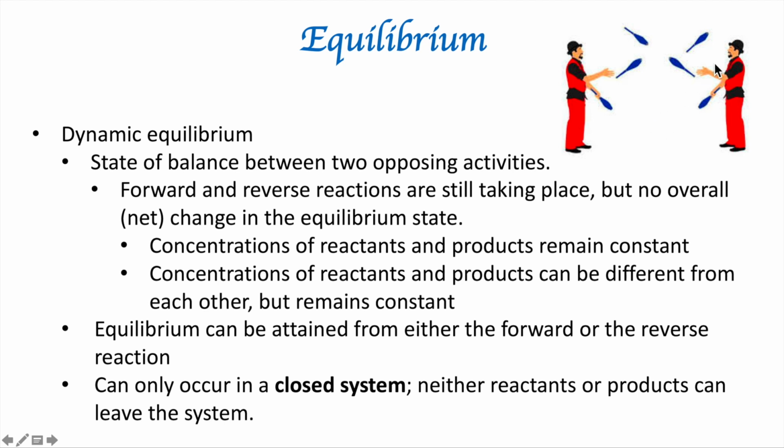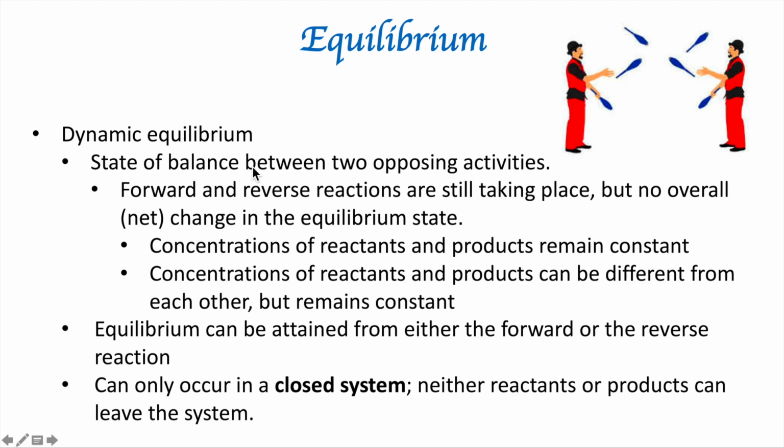If you've ever seen some of those juggling acts where you have two jugglers passing the pins back and forth, they always have the same number, but as soon as one leaves, the other one catches it. At any one point in time, they're always holding the same number of pins. Even though they're transferring pins from one juggler to the other, always moving back and forth, it's dynamic, but the amount on each one always remains the same.